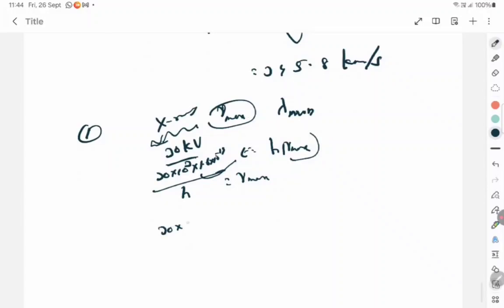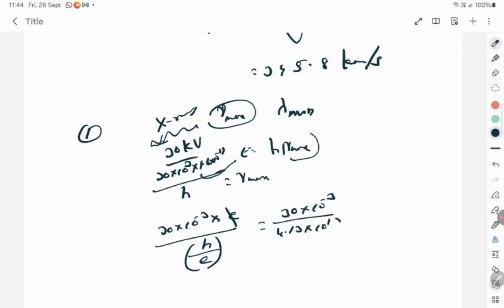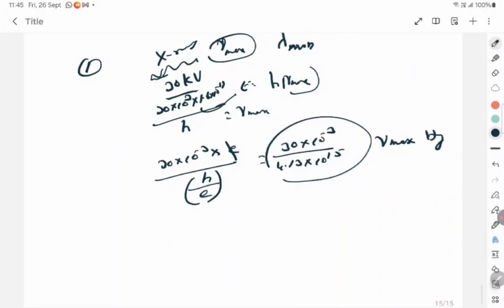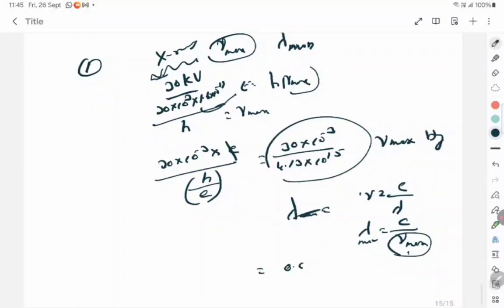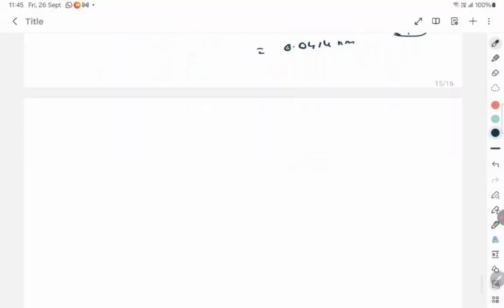So I would rather do 30 into 10 to the power 3 into e by h, and I know h by e's value, that's the best part, is 4.13 into 10 to the power minus 15. The calculation becomes easier, and you can calculate and write this value, which will give you your mu maximum in hertz. Now once you get the mu maximum, they'll ask you wavelength minimum, and mu is equal to c by lambda, so lambda is equal to c by mu. The mu maximum's value can be plugged in here, you can find the minimum wavelength. That will turn out to be 0.0414 nanometer. So let's go to next sum.